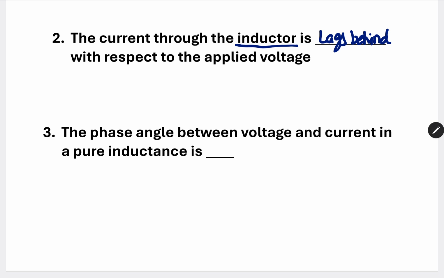Question number 3. The phase angle between voltage and current in a pure inductance is. In case of a pure inductor, current lags behind the voltage by 90 degrees. The phase difference between voltage and current in a pure inductor, the phase angle, is how much? 90 degrees.